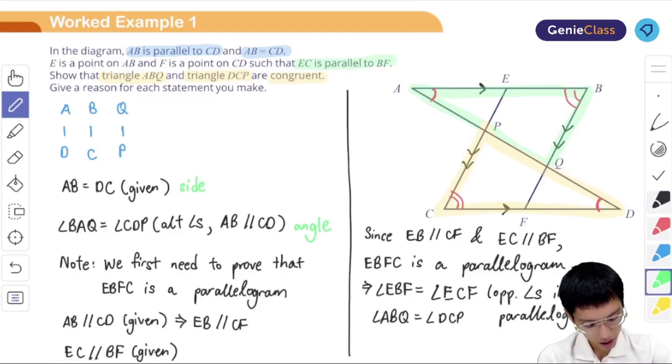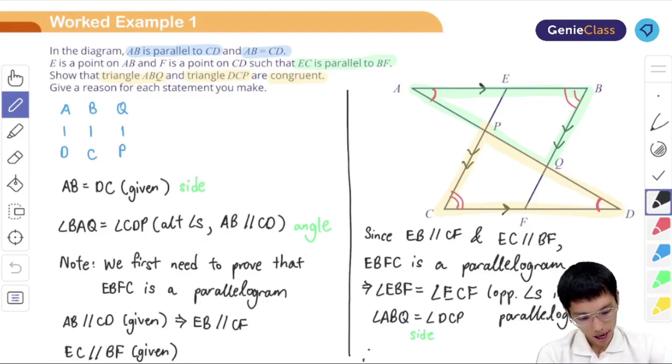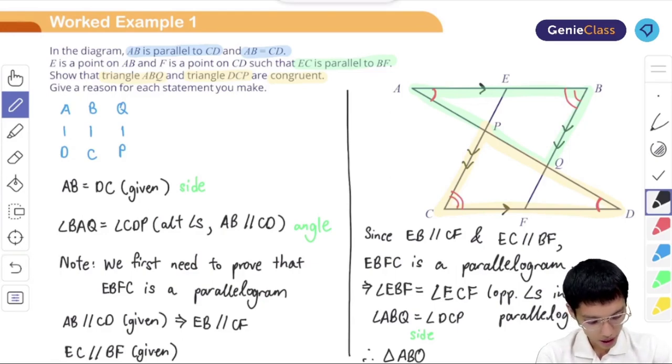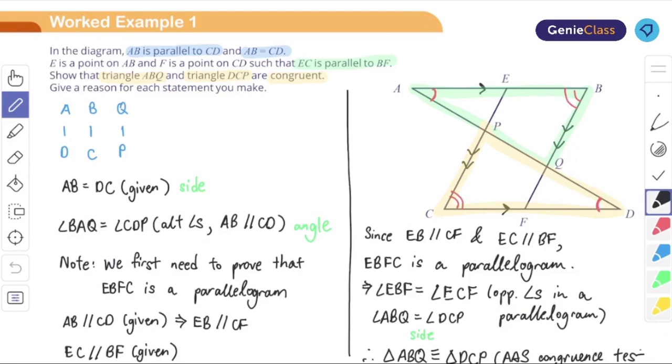So I have angle, side. Since I have angle, side, I have ABQ. We will call your congruence way of writing it ABQ is congruent to DCP. Remember to write the test you have written. So AAS, congruence test. So just write down the whole working over here.